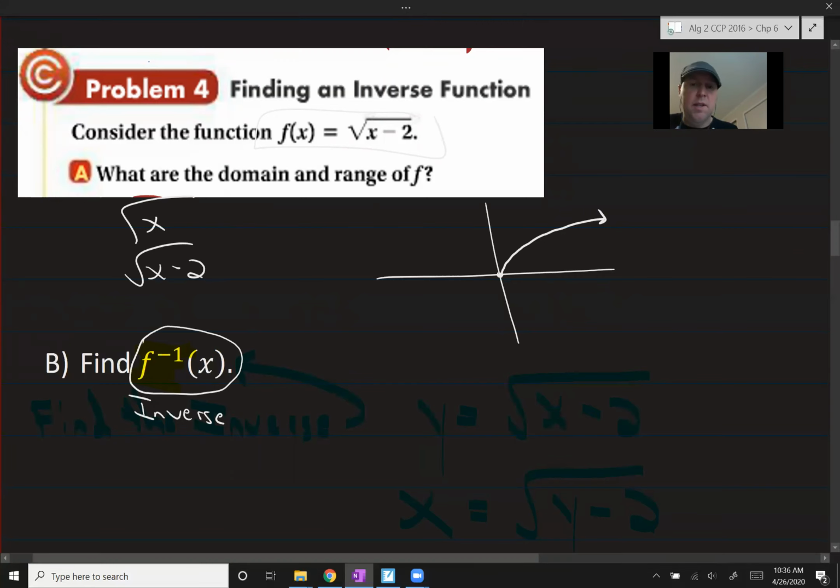All right, let's see. So x minus 2, that's inside, so it's going to move it left and right, and it's opposite. So I'm actually going to go to the right 2. Okay, so this is the one we're working with.